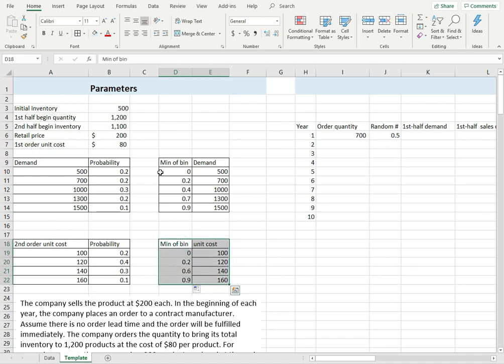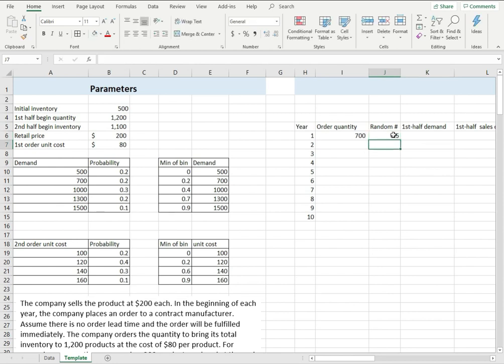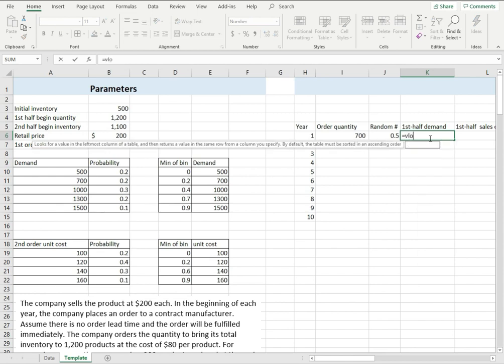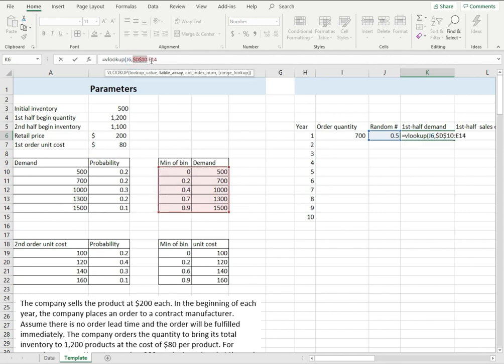Okay. Here we go. Now I can simulate the demand by using VLOOKUP. We have done this many times. Okay, so first input is the random number. Second input is the table, the VLOOKUP table here. Putting $ sign to fix the reference, comma. Return the second column over here, comma. True for approximate match. Okay, that's it.